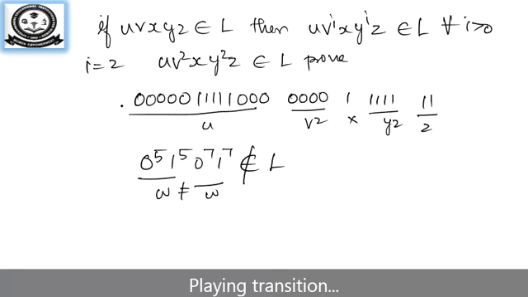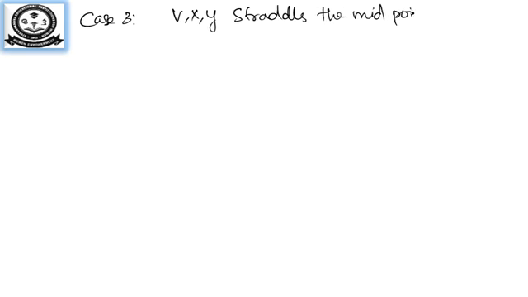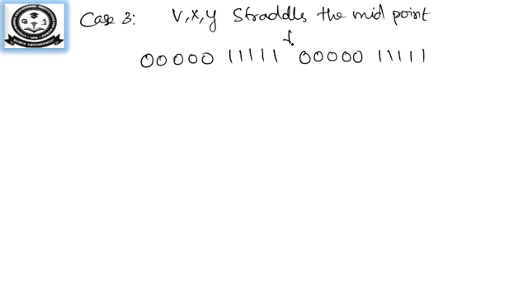So let us see the final case. My final case 3 is that vxy straddles at the middle point. It straddles in the midpoint, so it is going to be in the middle. So 0 0 0 0 0, 5 ones, 0 0 0 0 0, again 5 ones. The midpoint lies between these.